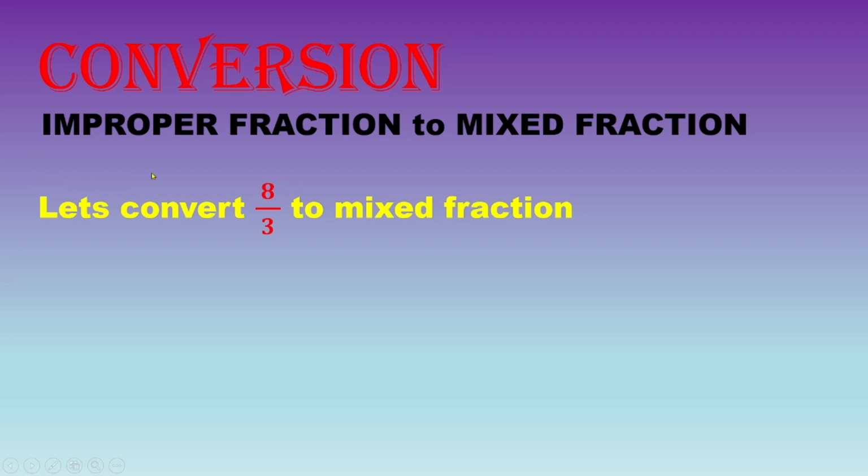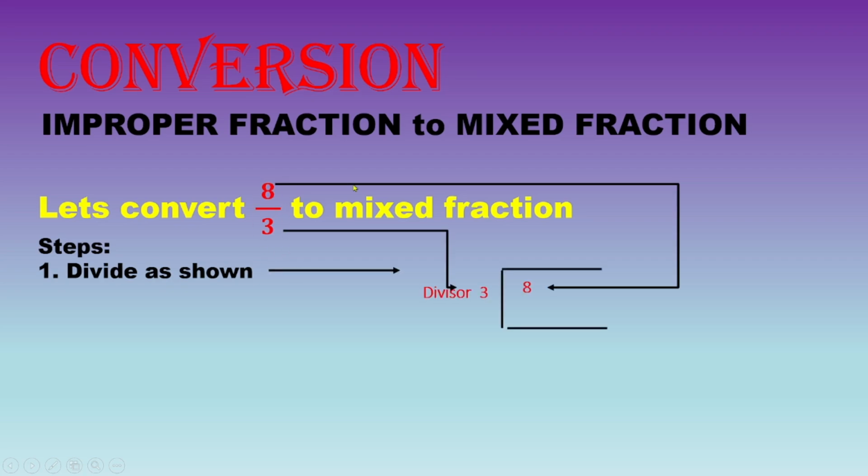Suppose first we need to convert an improper fraction to mixed fraction. Suppose we have a fraction 8 by 3. This 8 by 3 is the improper fraction. We have to convert it to a mixed fraction. So the steps are as follows. First, we will divide this fraction. How? Let's see. This numerator 8 is taken as dividend and this 3, that is denominator, is taken as divisor.